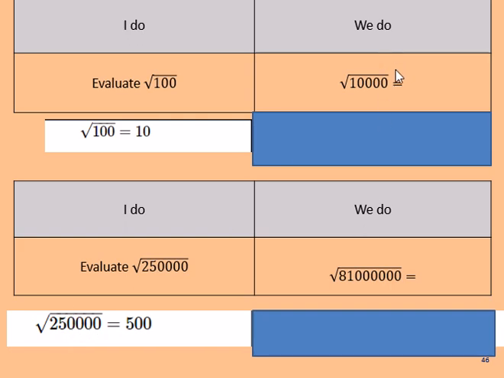Pause the video, try both of these. Start by looking at the first number each time, or the first 2 numbers. Think, what number times by itself makes 1? Well, I know it's 1. Think how many zeros it has. Well, our number's going to have half the amount of zeros. Try these questions for me now, please, in your books. We'll go through them in green pen afterwards.